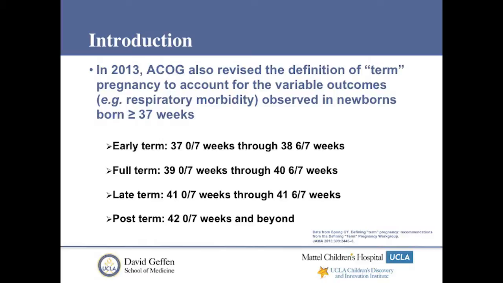So early term is now referred to as 37 and 0 to 38 and 6. Full term is considered 39 and 0 to 40 and 6. Late term is 41 and 0 to 41 and 6, and then post term is beyond 42. The reason why I'm taking the time to include this definition as well is because for some of the references that I'll be showing you today, there'll be a mix of patients that have outcomes more in line with a premature infant, which we traditionally think of as a gestational age of 37 through 38 and 6.